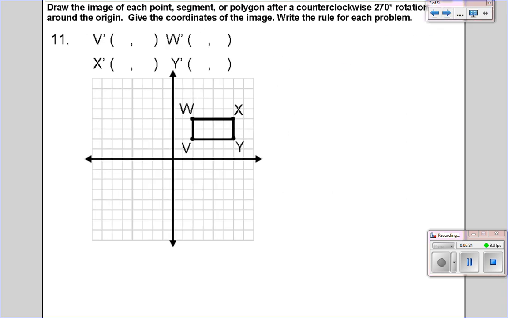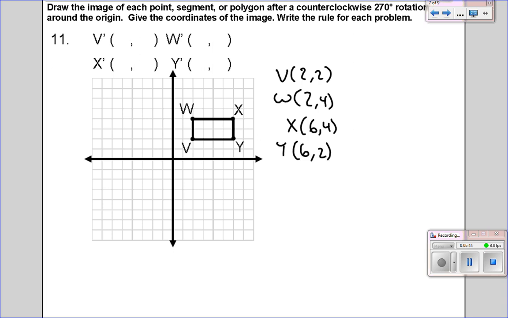All right, so here we have V, which is at (2, 2), W, which is at (2, 4), X, which is at (6, 4), and Y, which is at (6, 2). Now, notice the strategy I'm using here is I'm writing all my original points to the right of the graph. On your homework or practice, you really should do that as well. Write the points to the side before you try any rotation. So in this case, we're rotating 270. So write the rule, try it out while you pause it.